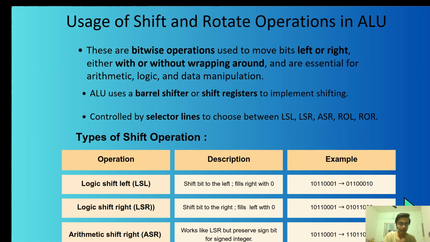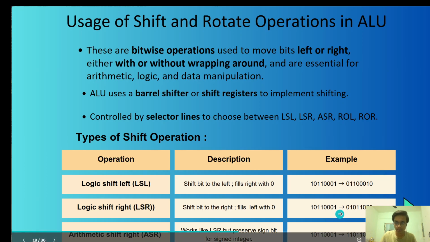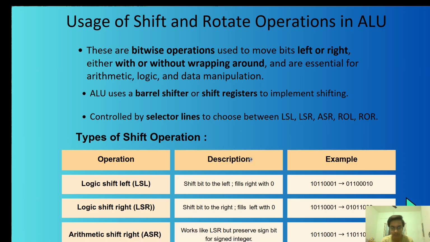Similarly for the right shift, we will push all the bits towards the right. Just look here, pushing towards the right and adding 0 at the front, and whatever the last bit was just disappears. Arithmetic shift right is mostly used.